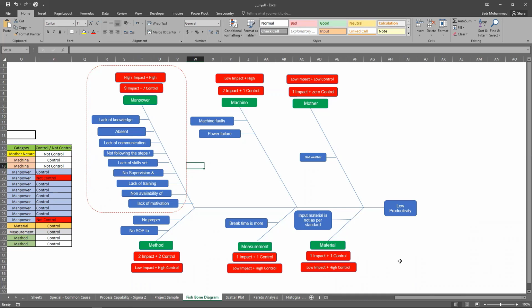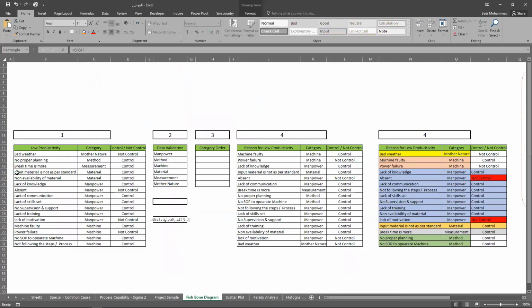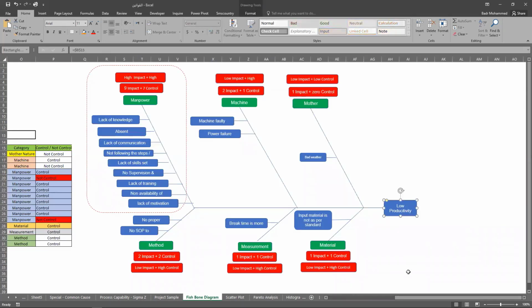So you will have the idea. Then when you go to green, you will have more ideas, and you have the basics, so you can drive smoothly. Here, as we mentioned, we put the Y, which is the problem we are going to solve. The Y here is low productivity. We put low productivity in the head of the fishbone. Then you distribute the 6 M's: manpower, machine, mother nature, material, measurement, and method.